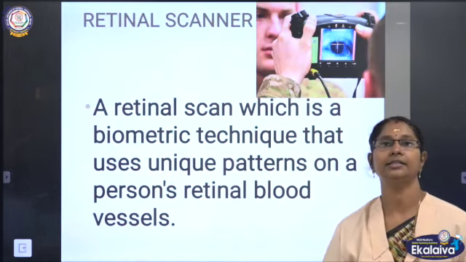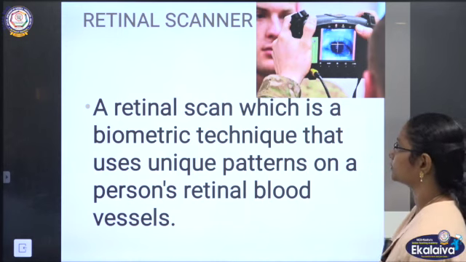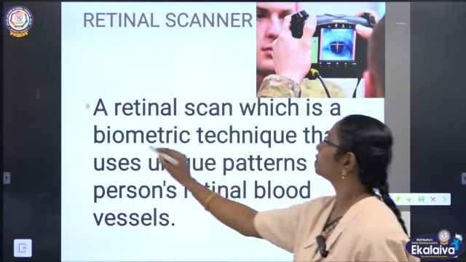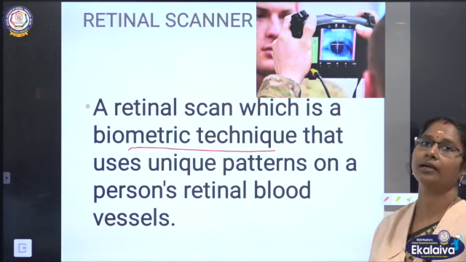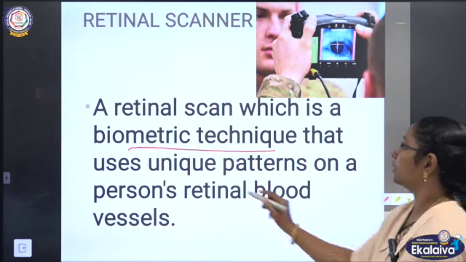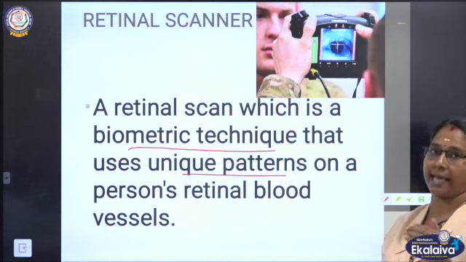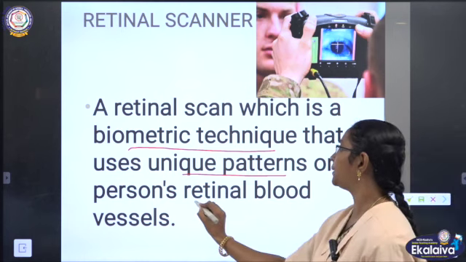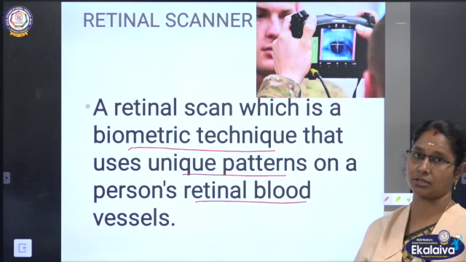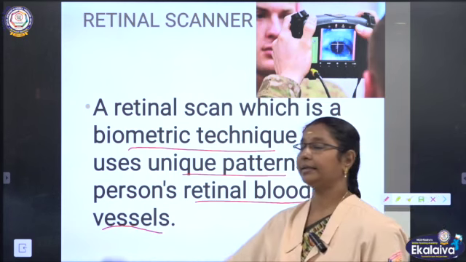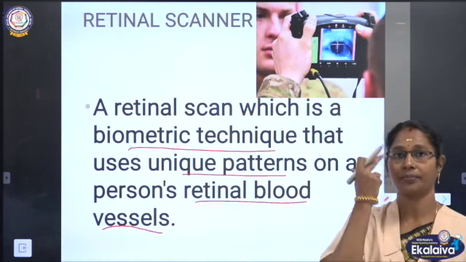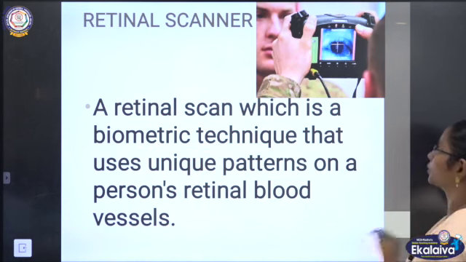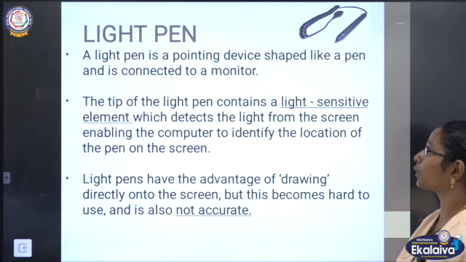So first is the retinal scanner. What is a retinal scanner? It uses a biometric technique and uses unique patterns to scan. The unique pattern means the person's retinal blood vessels, the eye, the pupil. Using that, it is going to scan. Next we are going to see the light pen.